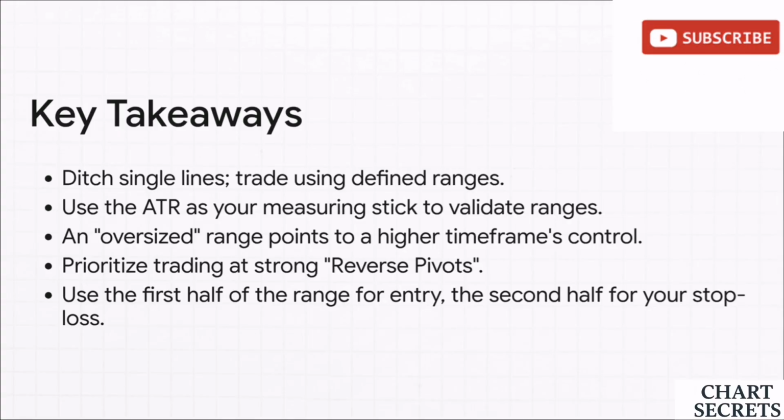First, ditch the single lines. Start trading using these mechanically defined ranges. Second, always use the ATR as your measuring stick to make sure your ranges are valid. And remember, an oversized range isn't a mistake, it's a huge clue pointing you to a higher timeframe's control. Then, prioritize your trading at those strong reverse pivots. And as a final little practical tip, when you do plan a trade, think about using the first half of that zone as your entry area and place your stop loss just on the other side of the second half.